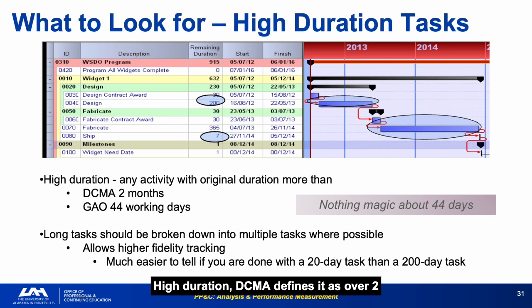High duration. DCMA defines it as over 2 months. GAO defines it as over 44 working days. Long tasks should be broken into multiple tasks to enable higher fidelity tracking. A 200-day task that is 50% complete in the schedule tells you almost nothing about whether it is actually on track. A 20-day task that is 50% complete is much easier to assess.